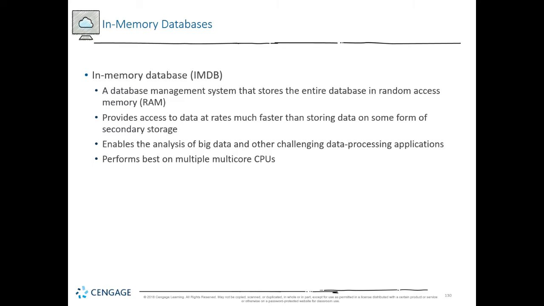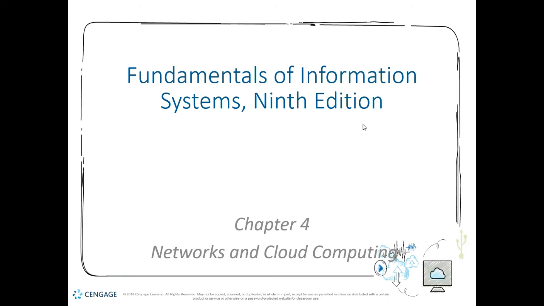In-memory databases. An in-memory database, IMDB, is a database management system that stores the entire database in random access memory. It provides access to the data much faster than storing the data in some secondary storage. It enables the analysis of big data and other challenging data processing applications. It performs best on multi-core CPUs.